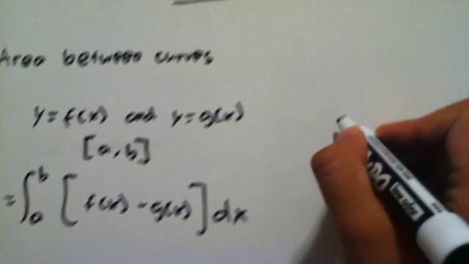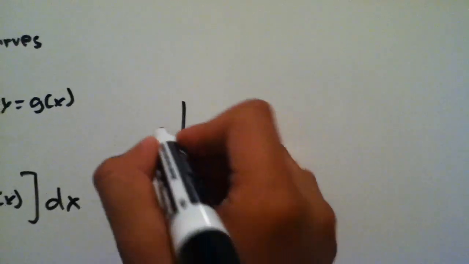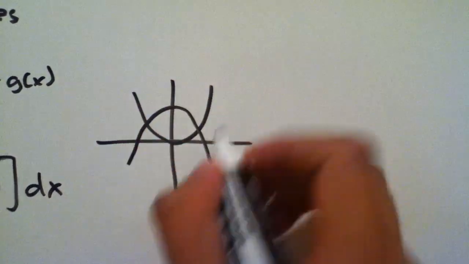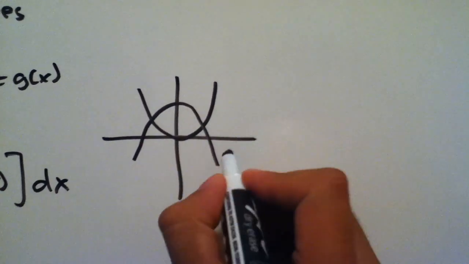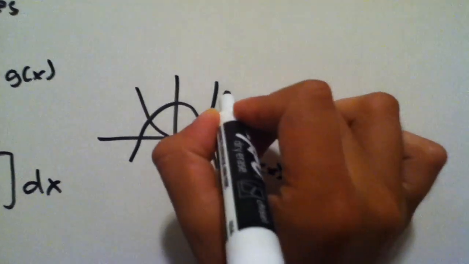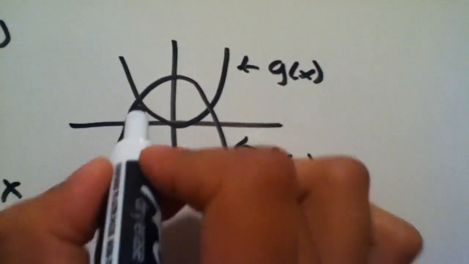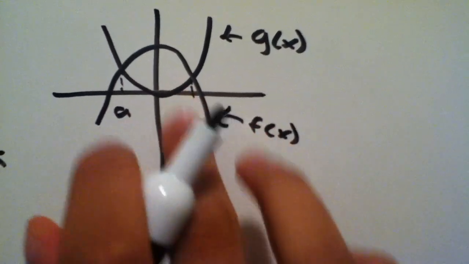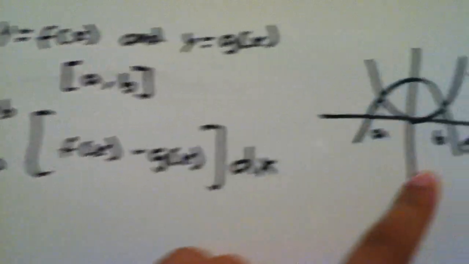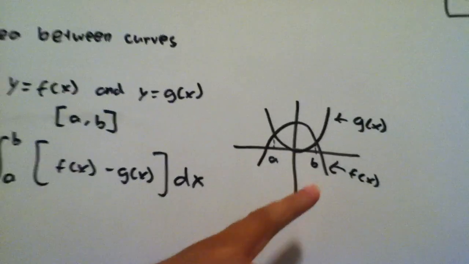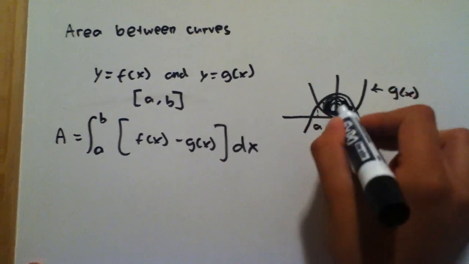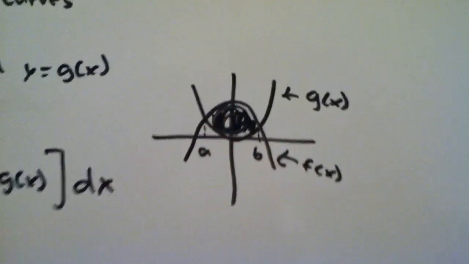So let's just draw a quick diagram of what this might look like. If you have something like this and that, and you say that this one is f of x, and this one here is g of x, and this here is a, this is b. Using this formula on your left here, we can find this area here. So this is what I mean when I say the area enclosed between the curves. That would be that area.